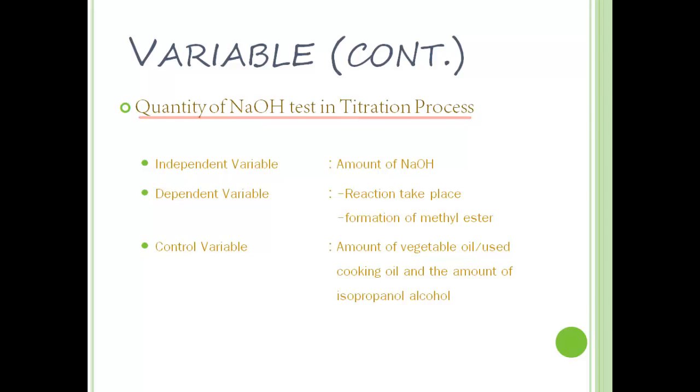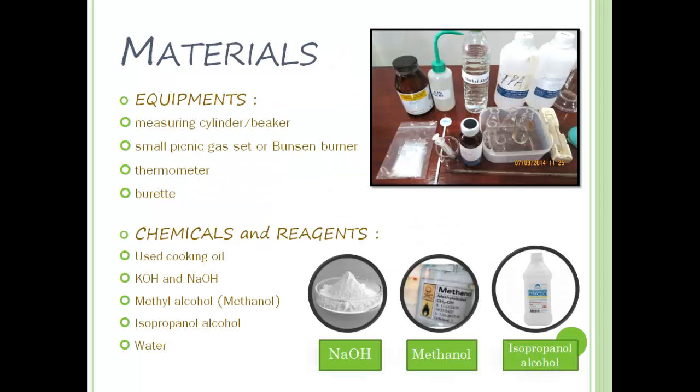isopropanol alcohol. Materials: what we need are a measuring cylinder or beaker, a small picnic gas set or Bunsen burner, a thermometer, a burette, used cooking oil, potassium hydroxide and sodium hydroxide, methyl alcohol or methanol, isopropanol alcohol, and water.